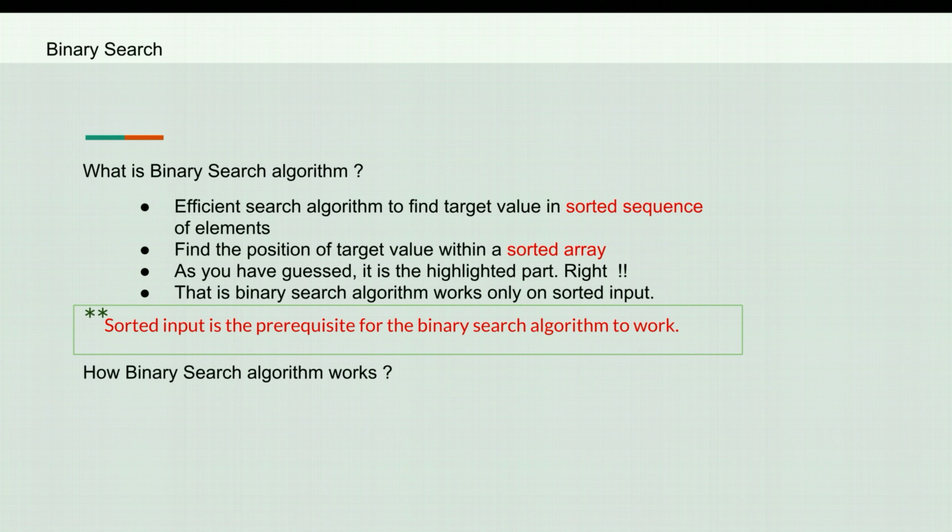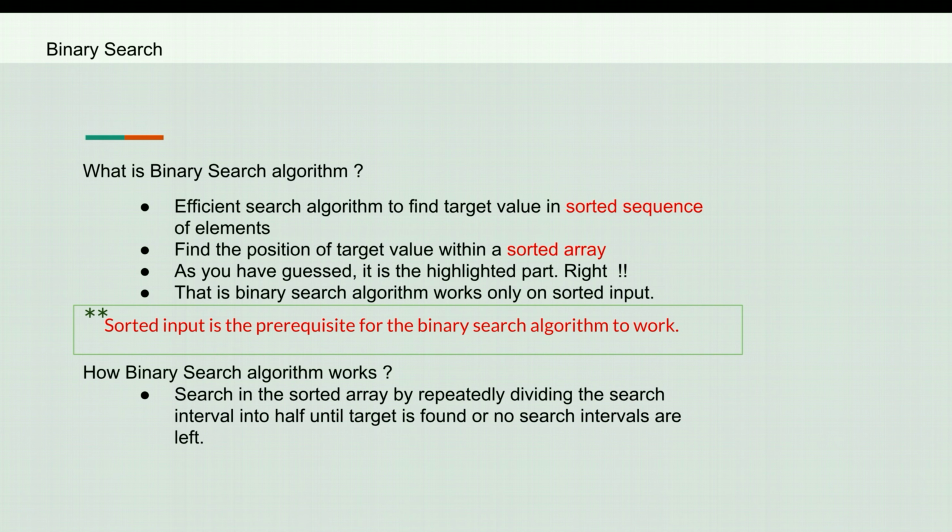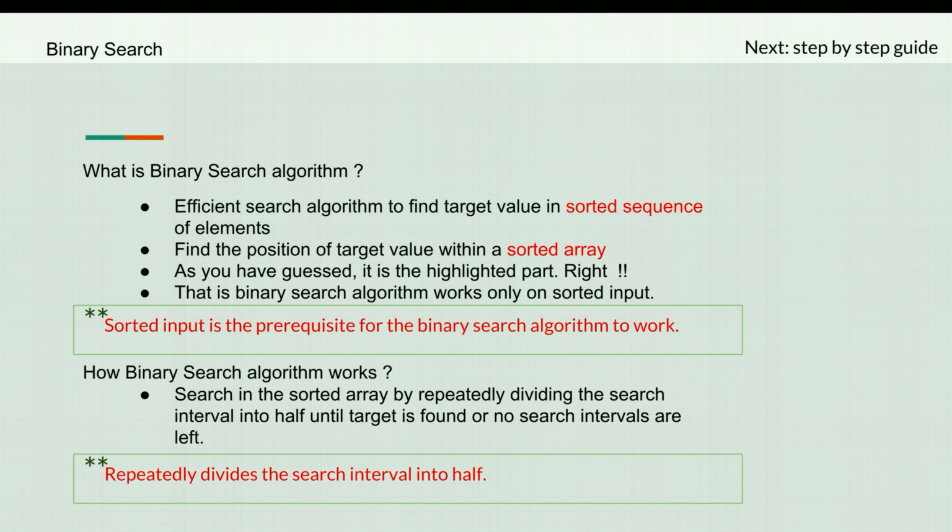How does binary search algorithm work? It will search in the sorted array by repeatedly dividing the search interval into half until the target is found or no search intervals are left. In fact, this is the reason why binary search algorithm is efficient. You can also make a note of this point that binary search algorithm repeatedly divides the search interval into half.